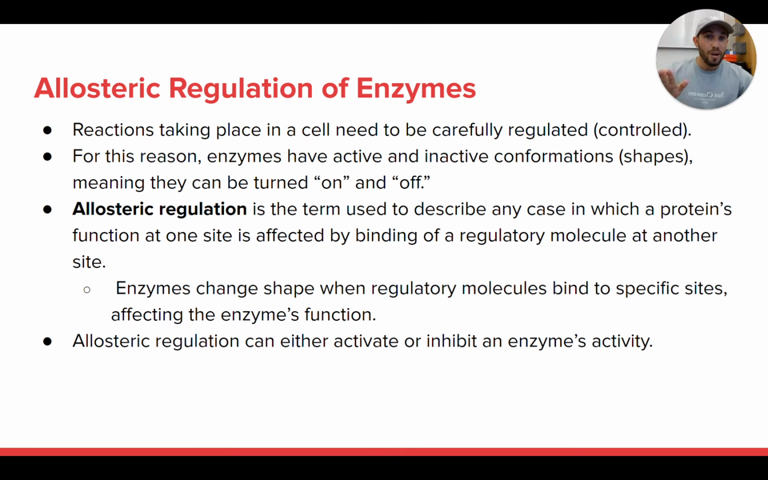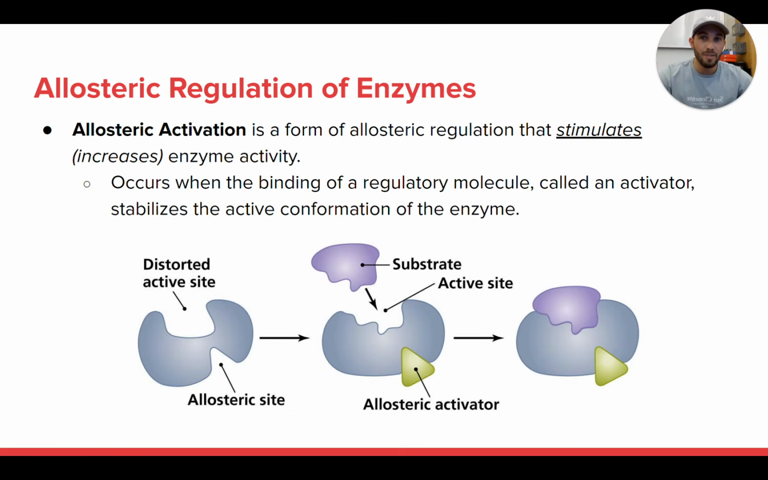Now, this can be inhibitory or stimulatory, meaning that depending on the molecule, this could either activate or stimulate the enzyme and start making it go into its active conformation and catalyzing reactions, or this could be inhibitory and cause the enzyme to take on its inactive conformation and then slow down its ability to catalyze reactions. So let's start with activation first. So allosteric activation is a situation where there's going to be a molecule binding to an enzyme at a location that's not the active site.